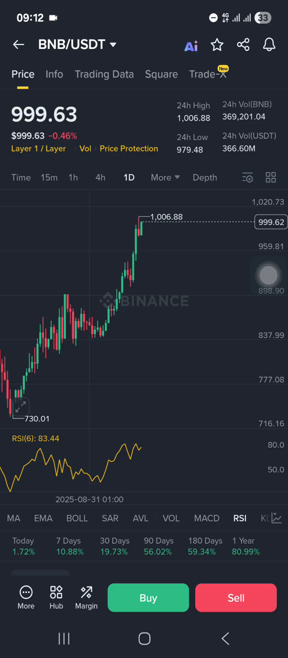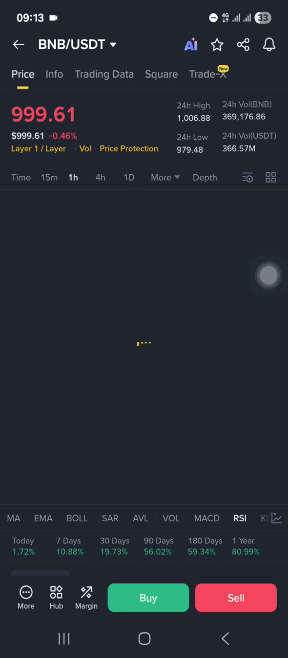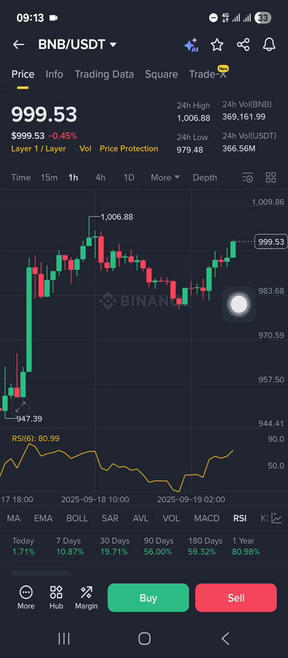Even if it's 1 hour time frame, the next support, let me go to 1 hour time frame. On 1 hour time frame right now, the next support, that's 983, is my stop loss. The take profit here is 1009. Are you getting me? That's my next resistance. The one below is my stop loss. The one above is my take profit, and the current market price is my entry.